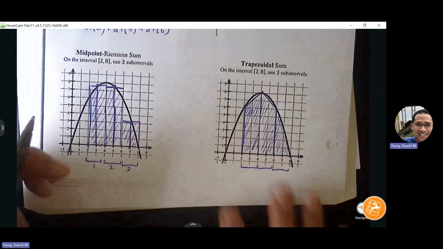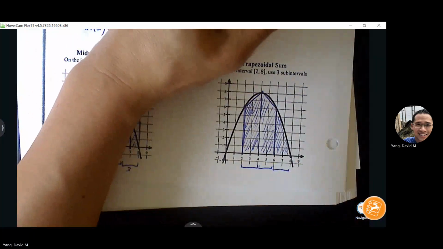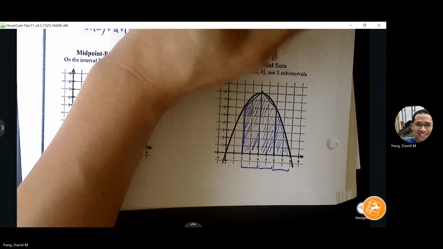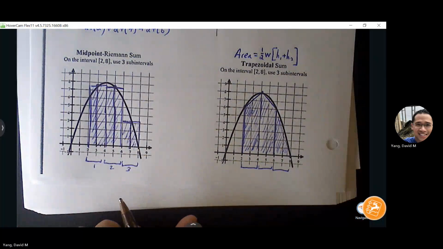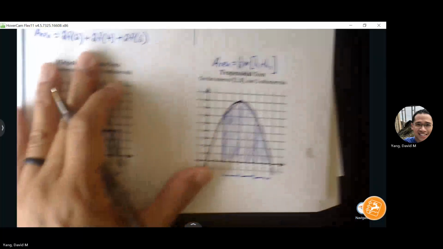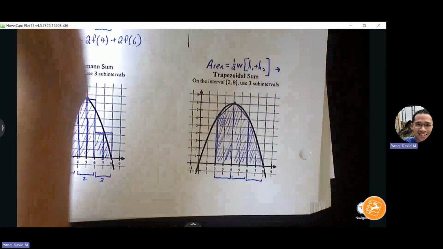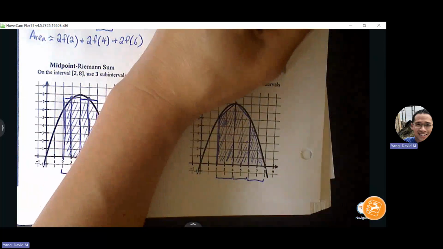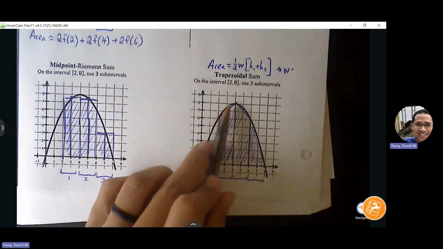So here's the trapezoid area formula. It's 1/2 of the width times height 1 plus height 2. A way that someone described trapezoid is it's basically like a rectangle. There's a width component, and then the height component, you see how there's two different heights.